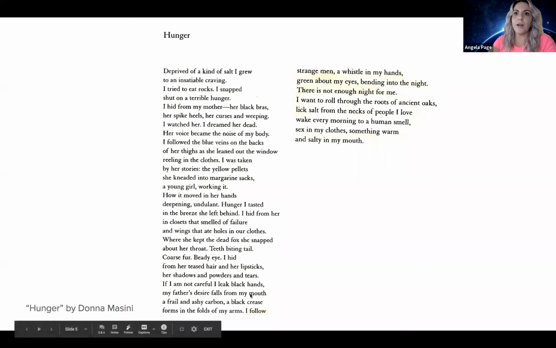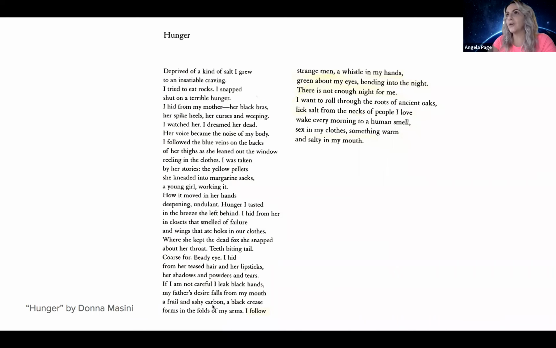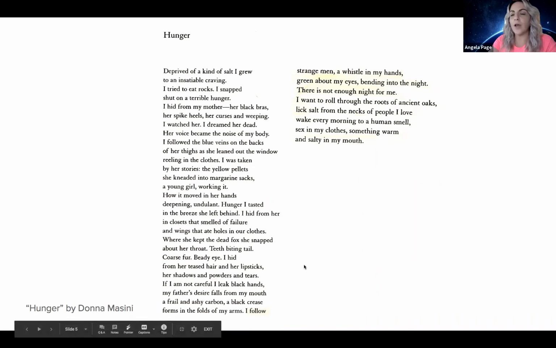There's this metaphor here, "my father's desire falls from my mouth, a frail ashy carbon, a black crease forms in the folds of my arms." I feel like this is cigarette smoke, or I'm sorry, cigarette ash, a frail ashy carbon. But yeah, a lot of really nice similes and metaphors.